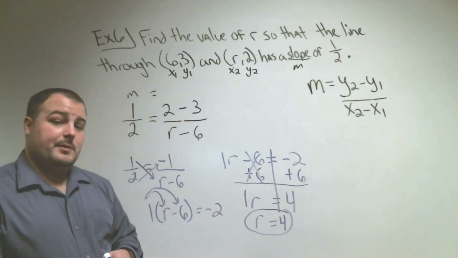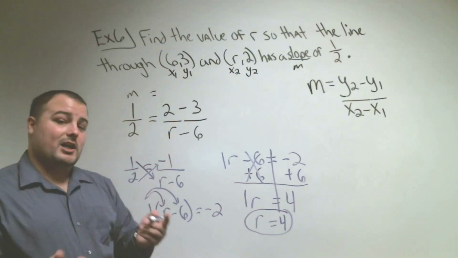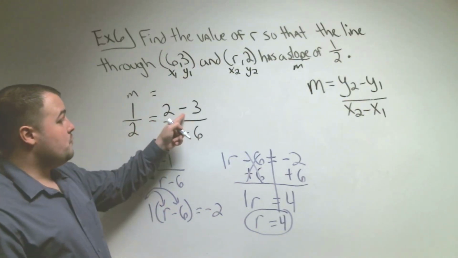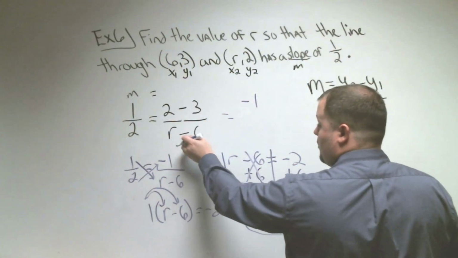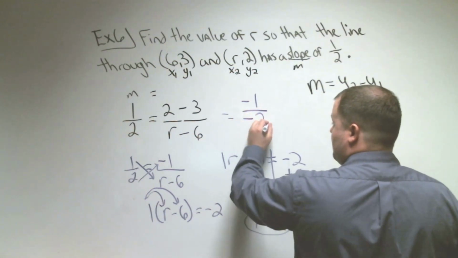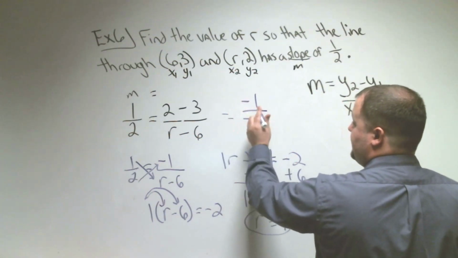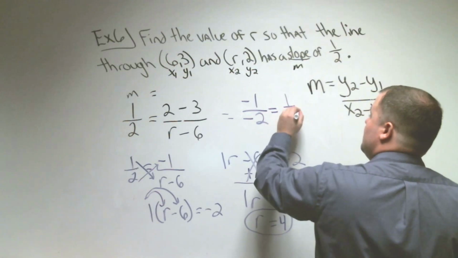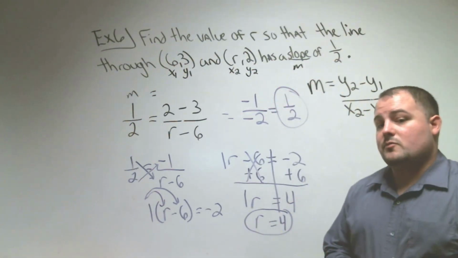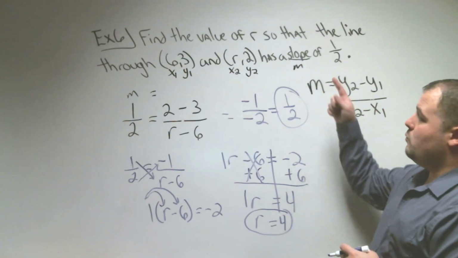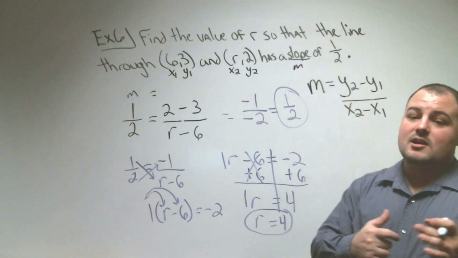So in this problem, if I were to put 4 right here, I'd have the correct answer. 2 minus 3, that's negative 1. 4 minus 6, that's negative 2. And a negative divided by a negative is a positive. And I get the same answer that I started with. And that's what we're supposed to get. We're supposed to make our slope 1/2. Our slope is 1/2. We got the right answer.